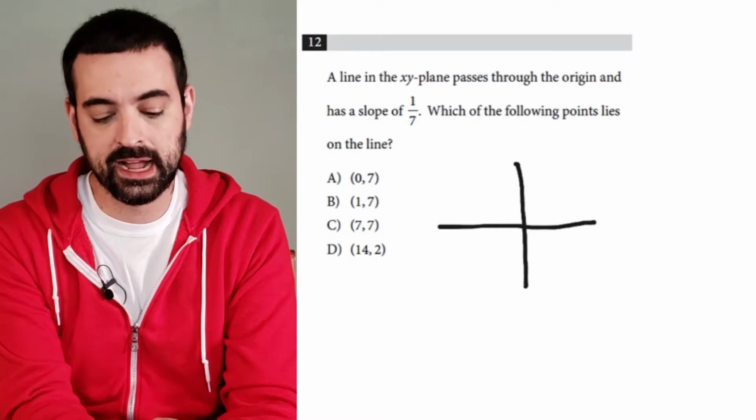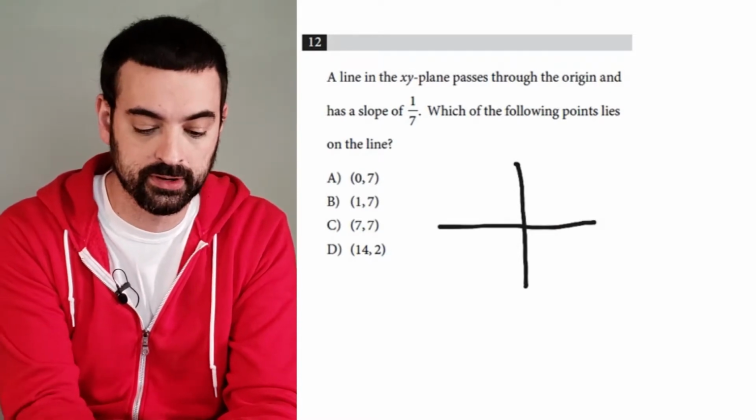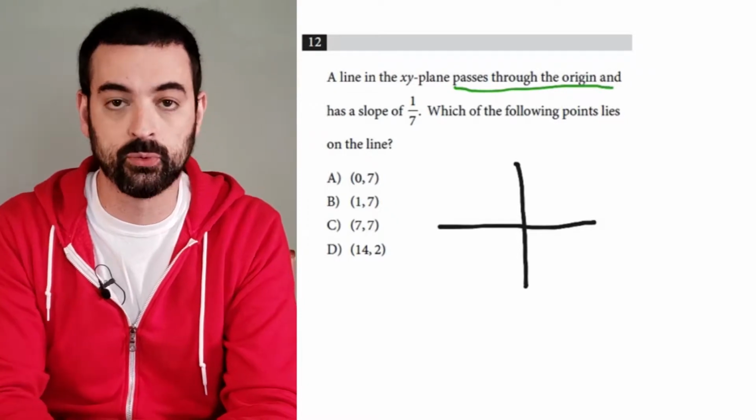And again, you're not learning anything new. You're just mastering a concept that you already have a pretty decent degree of command over. Okay, so here we are on Section 3 of Test 1. This is number 12. A line in the XY plane passes through the origin, there's that magic word, and has a slope of 1 over 7.